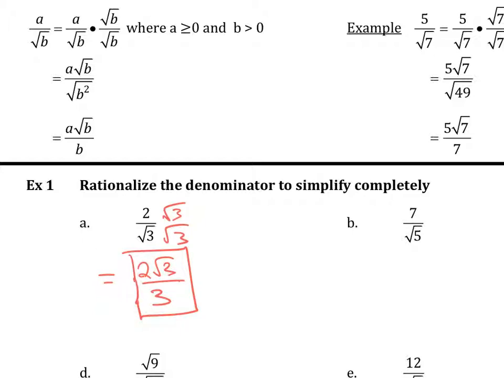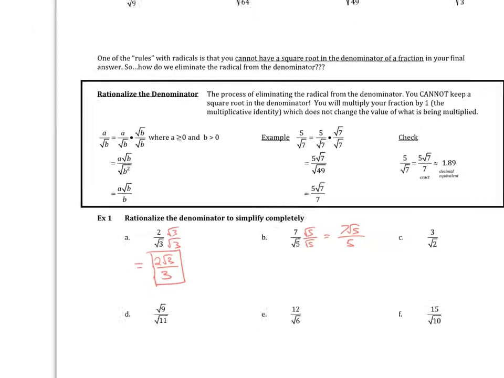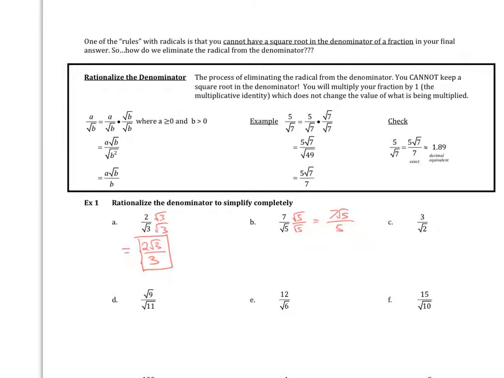All right, problem B. Let's do problem B. 7 over root 5. So this time I'm going to multiply by rad 5 over rad 5 to the top and the bottom. And on top, again, I get 7 rad 5. And on the bottom, I just get 5. So I'll let you guys try C. D is rad 9 over rad 11.